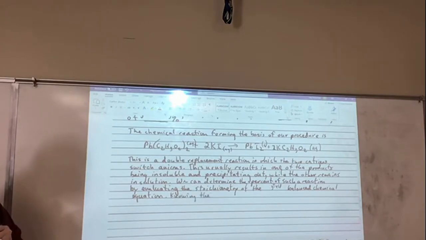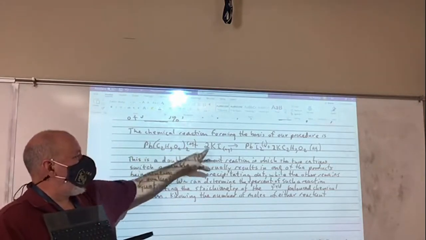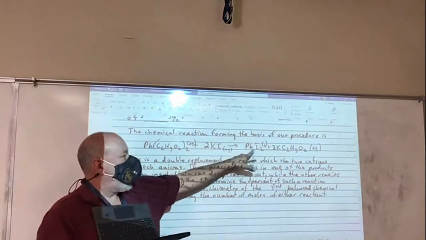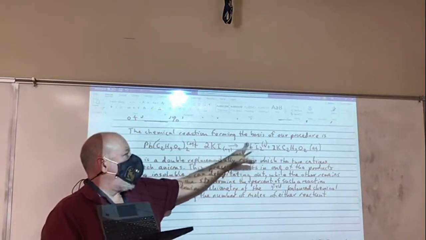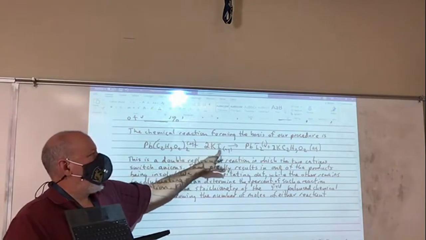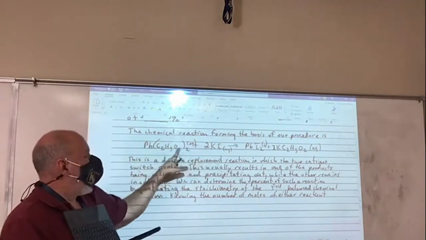Knowing the number of moles of either reactant used. Okay, that's what we did, right? I could figure this out knowing either that this is one mole or this is two moles. I could say the number of moles of this has to be one half of the number of moles of this, right? If this is a one and this is a two, the number of moles of this would be one half of the number of moles of this. So I could ask you to figure this out using the number of moles of either of the reactants.